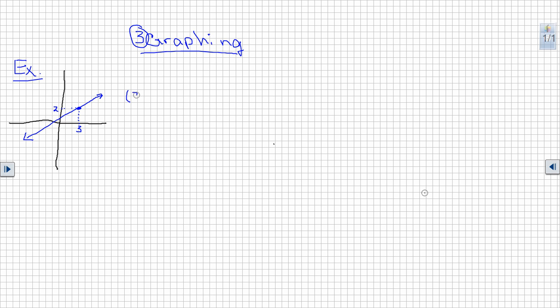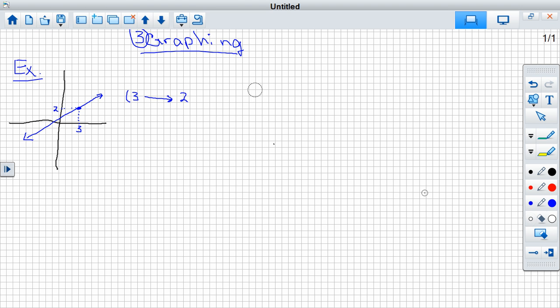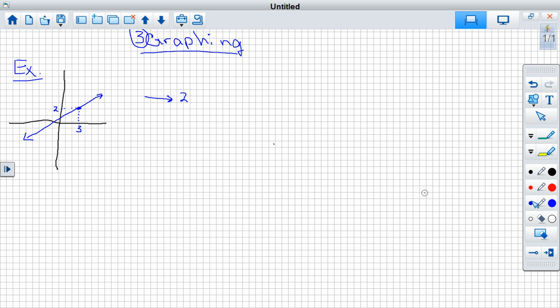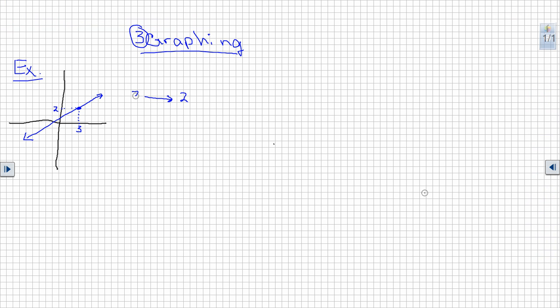So that means, let's do mappings actually. 3 goes to 2. Usually since we start with mappings, people prefer the mappings. Here's my x's, here's my y's. Let's pick another point. My x is negative 2. This won't be in order, and I'm sorry. My y is negative 1.